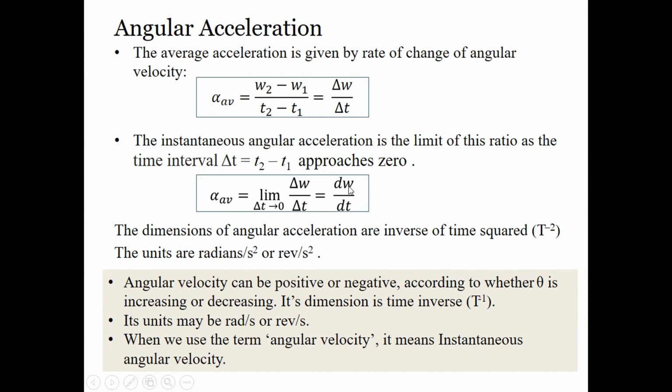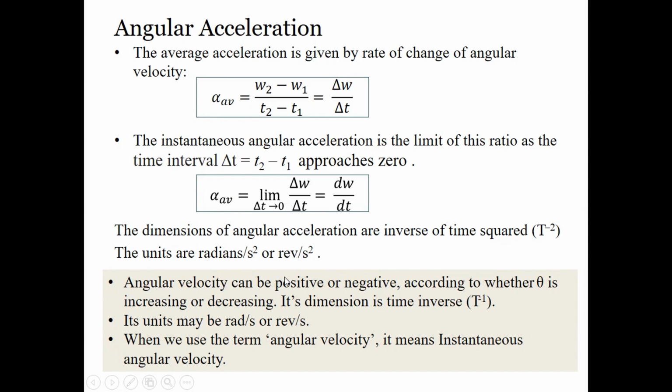Now we know that the instantaneous angular velocity is the first derivative of the angular displacement. Therefore, the instantaneous angular acceleration is the second derivative of the angular displacement. Remember, the dimensions of the angular acceleration are inverse of time squared. Units are radians per second squared or revolutions per second squared.